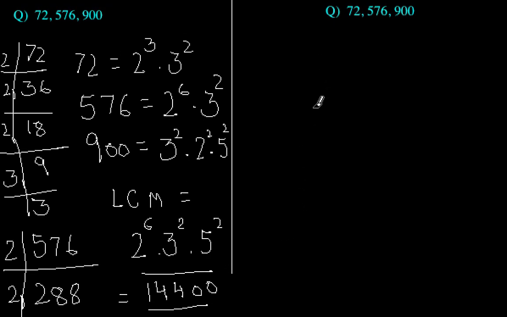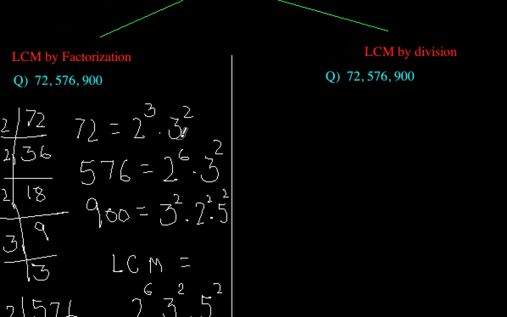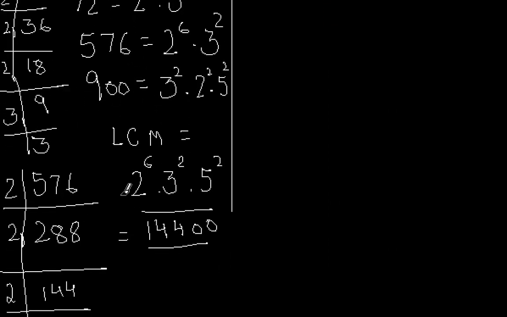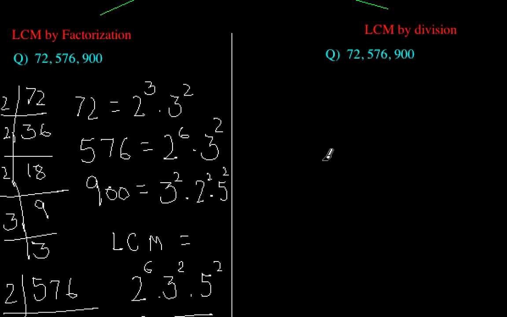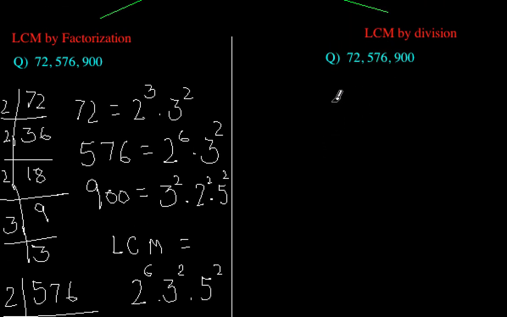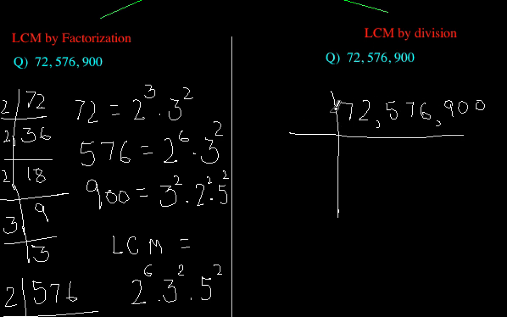Now this is the method of factorization. Basically prime factorize all the three numbers and then find the highest power of each of the prime numbers and then multiply them to get the required LCM. Now we'll be using the method of division. What we do here is we first write all the three numbers side by side and now we keep dividing by prime factors, or not even prime, there could be any factors of at least two of the numbers. So let's try it with 2 first.